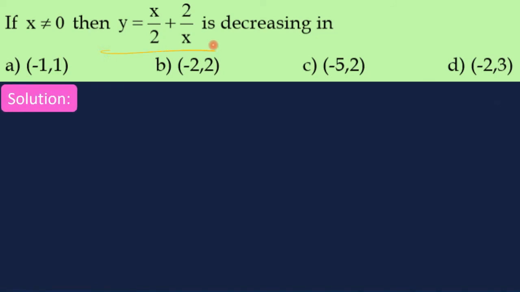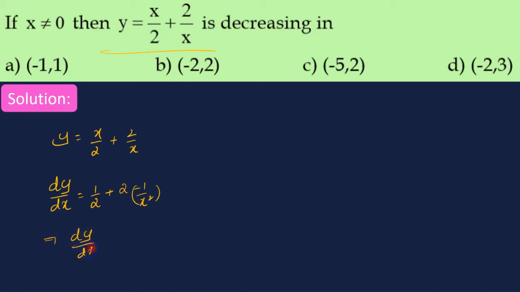Given y is equal to x by 2 plus 2 by x. Now differentiating with respect to x on both sides, we get dy by dx is equal to, here 1 by 2 is constant, differentiation of x is 1, plus here 2 is constant, differentiation of 1 by x is minus 1 by x square. This implies dy by dx is equal to 1 by 2 minus 2 by x square, given the function is decreasing. So dy by dx is less than 0.